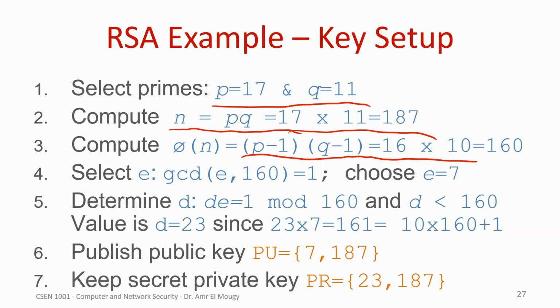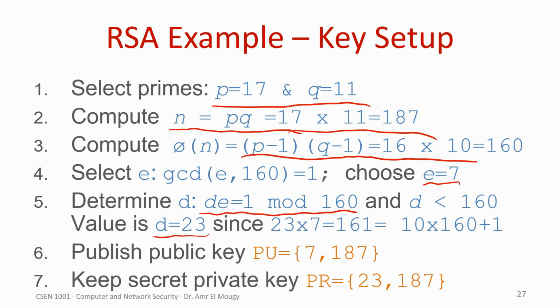Now that we have calculated the Euler totient, we can start to choose the public key. The public key is any value e such that the greatest common divisor of e and phi(n), which is 160, is equal to 1. If we choose any prime number, this would be a safe choice. So e equals 7 satisfies this equation. And now we can calculate d, where de equals 1 mod 160. We have e, we have phi(n), which is 160. D has to be less than phi(n), or 160. In this case, d has a unique value, which is 23.